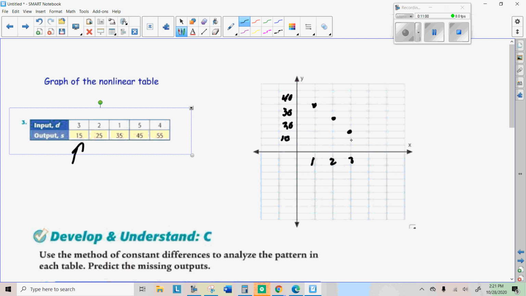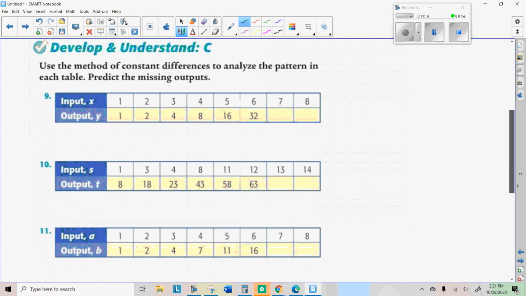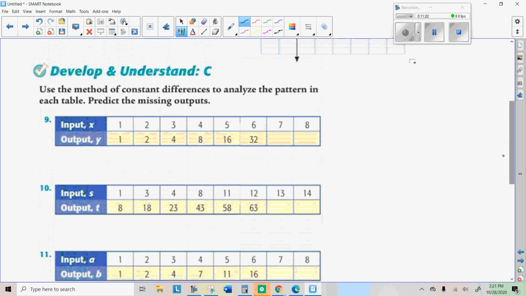And then we have 545, that's right here. Now we can see it's nonlinear. And 455, that's way up here. So now you can see that these dots aren't lining up. Okay? All right.